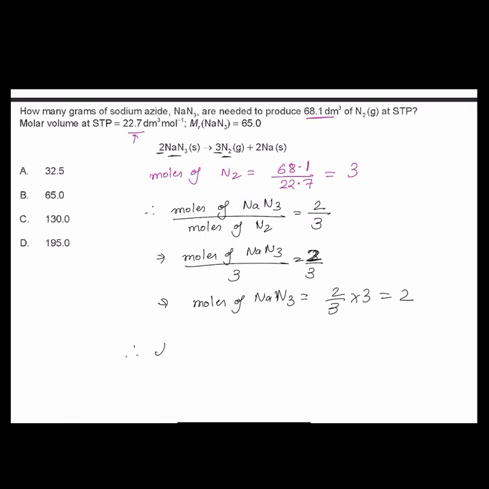Now we have to find the mass of NaN3. That is moles times the molar mass of NaN3. Molar mass of NaN3 is 65, given. 65 times 2 is 130. 130 or 130.0, no worries here. And our option C would be the correct answer to this question.